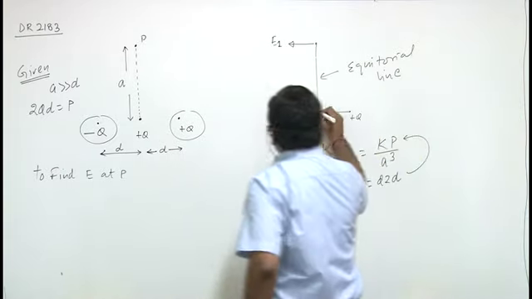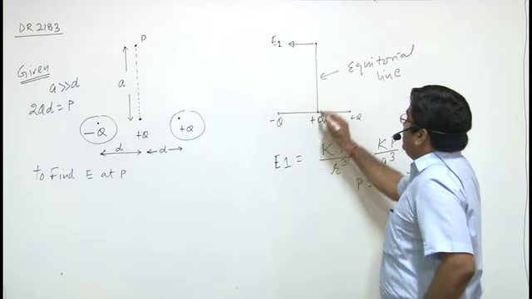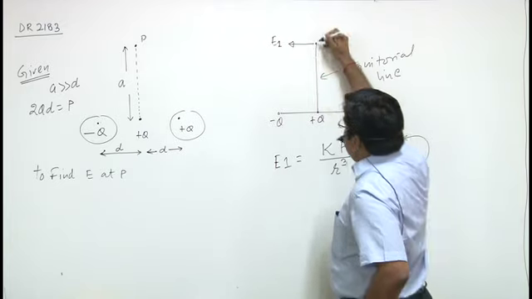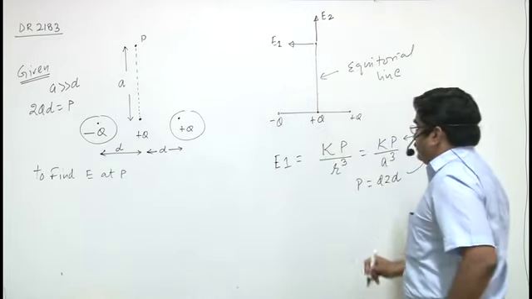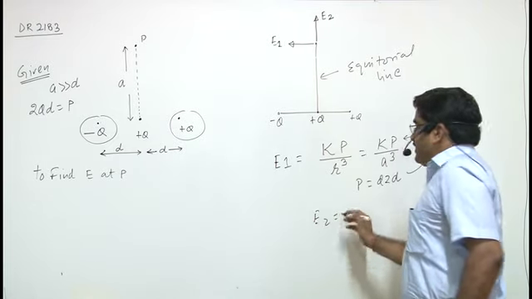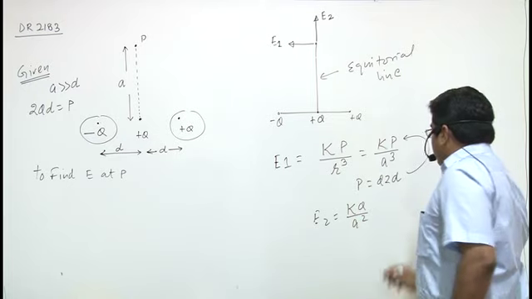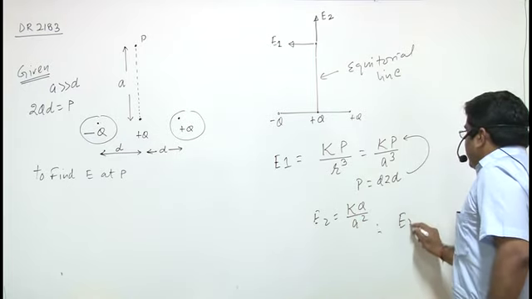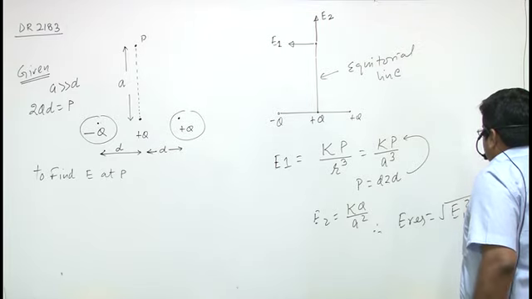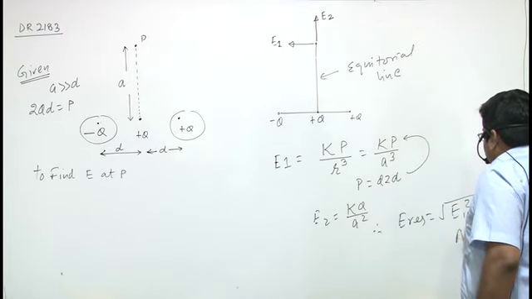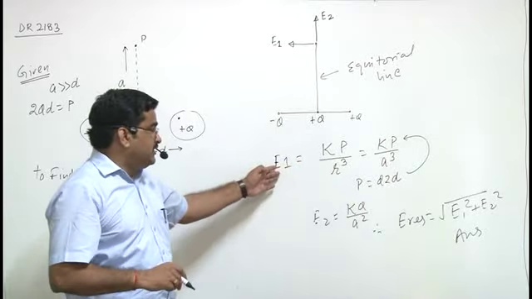Now the other charge is plus q. So due to plus q, the electric field at this point will be straight in this direction. Let us call this electric field E2. The value of E2, as you know, is Kq by a square. So the resultant field is equal to root of E1 square plus E2 square. This will be your answer. The values of E1 and E2 can be substituted from these two.